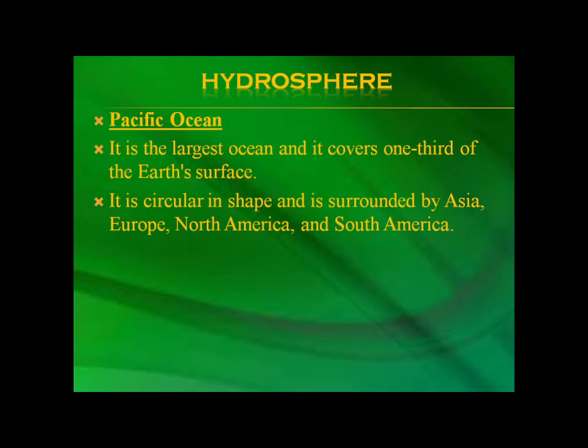Pacific Ocean. It is the largest ocean and it covers 1/3 of the Earth's surface. It is circular in shape and is surrounded by Asia, Europe, North America and South America. See how many continents we have? 7. Among them, 4 continents, Asia, Europe, North America and South America, are surrounded by the Pacific Ocean. So it is one of the biggest oceans.